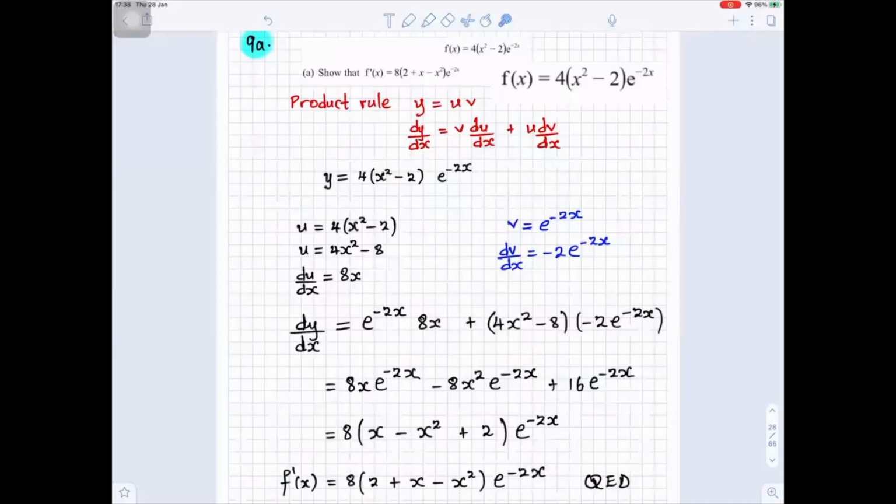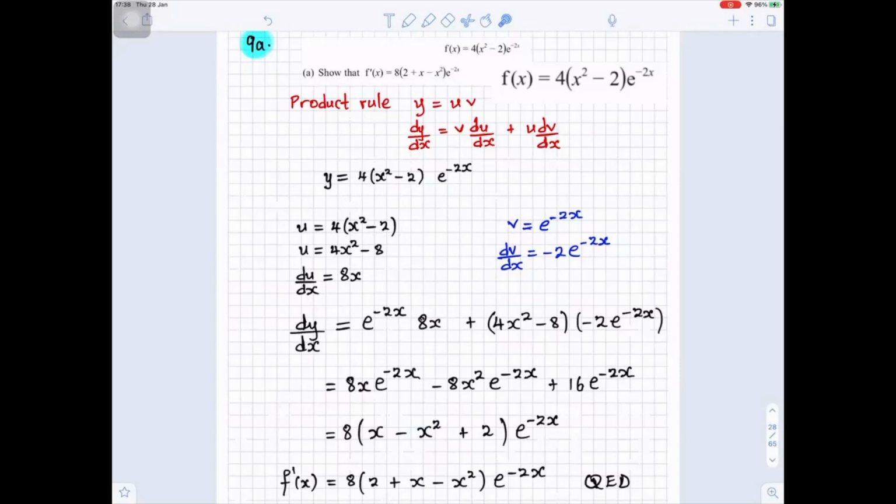So to differentiate, we're going to use the product rule. y equals u times v, and it says dy over dx is equal to v times du over dx plus u times dv over dx. Since our y is equal to 4 bracket x squared minus 2 times e to the minus 2x.